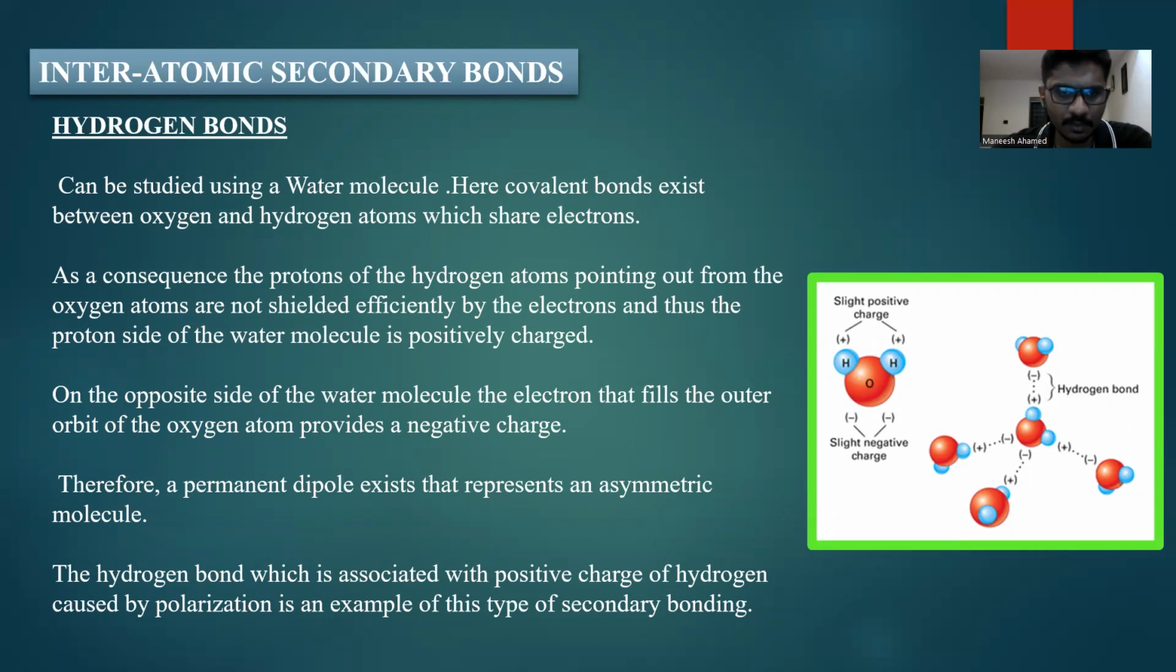As a consequence, the protons of the hydrogen atoms pointing out from the oxygen atom are not shielded efficiently by the electrons, and thus the proton side of the water molecule is positively charged. On the opposite side of the water molecule, the electrons that fill the outer orbit of the oxygen atom provide a negative charge, and therefore a permanent dipole exists that represents an asymmetric molecule. The hydrogen bond, which is associated with the positive charge of hydrogen caused by polarization, is an example of this type of secondary bonding.